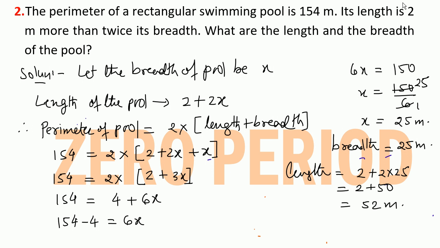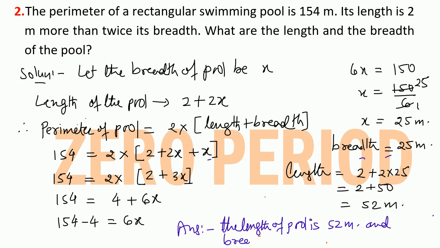Finally, you need to write your answer statement. Answer: the length of the pool is 52 meter and breadth is 25 meter. You can check your answer by putting these values in the formula of perimeter. Now move to the next question.